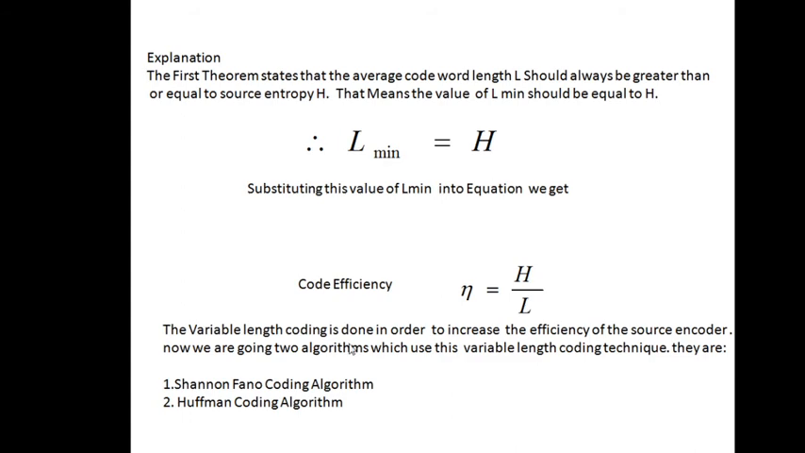Variable length coding is done in order to increase the efficiency of the source encoder. Now we go to two algorithms by which the variable length coding technique is represented in an efficient manner. The first one is the Shannon-Fano coding algorithm, and the second one is Huffman coding. These two algorithms show how the source encoder can efficiently generate source symbols in binary form.